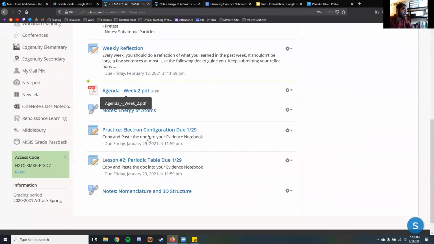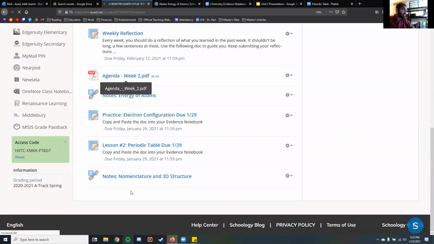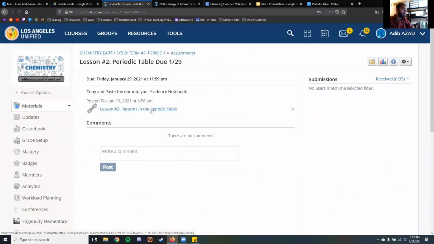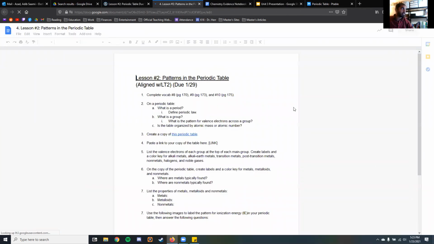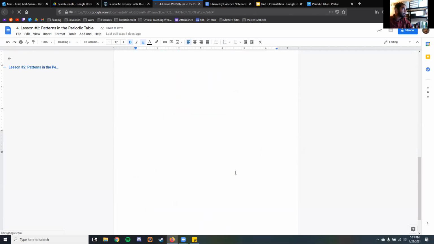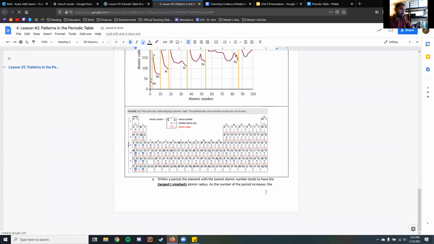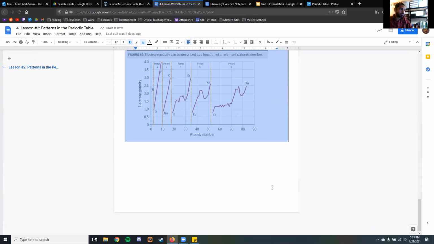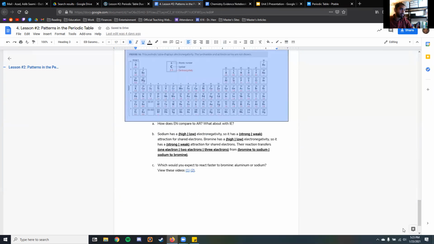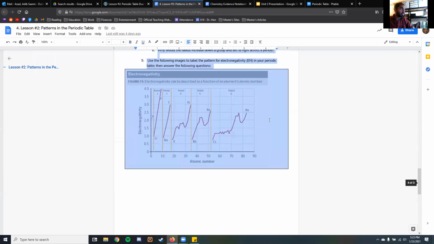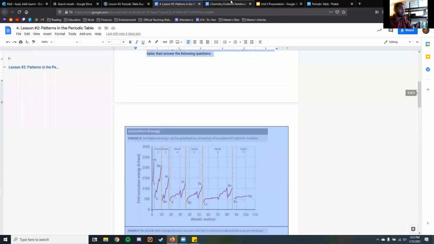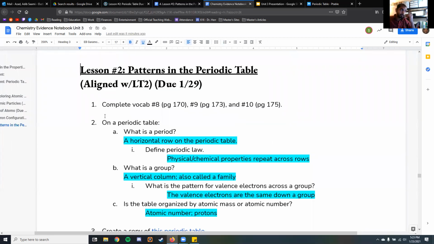And so like before, you should have opened up lesson number 2, periodic table. Click on that dot, copy and paste the entire document. Don't make a copy, just highlight the entire thing. Like 8 pages, I think. Highlight the entire thing, Control C, and then paste it in. And so we're looking at numbers 8, 9, and 10.